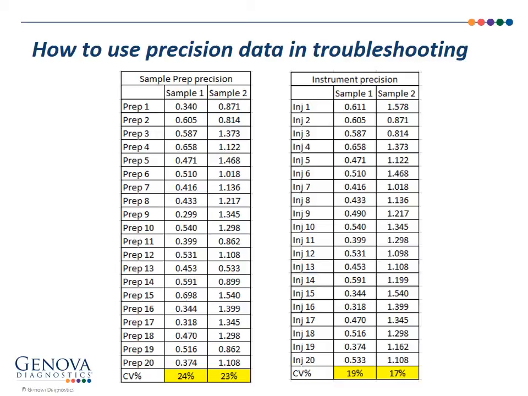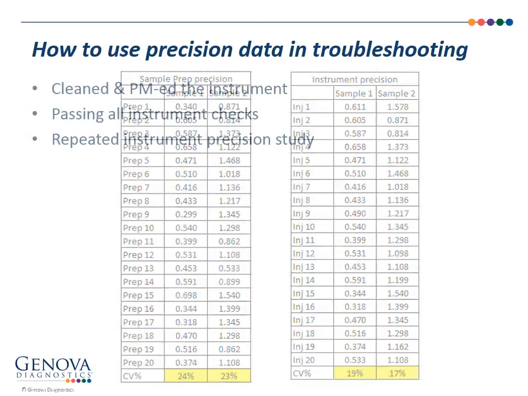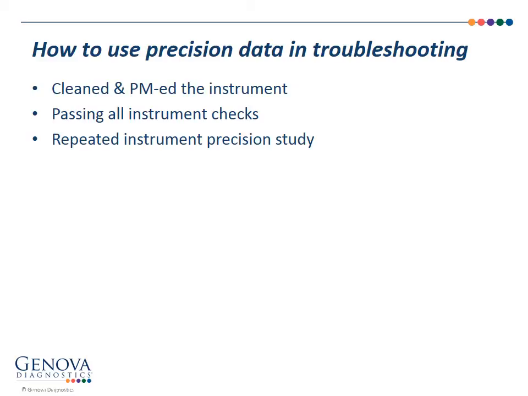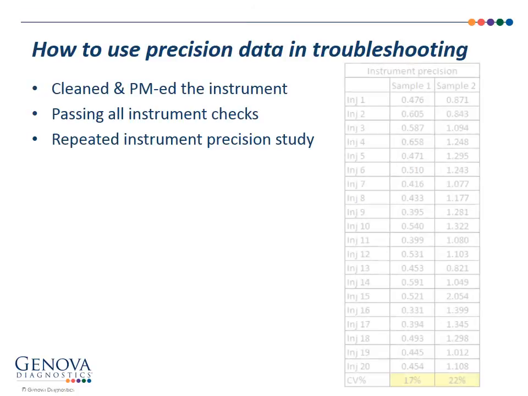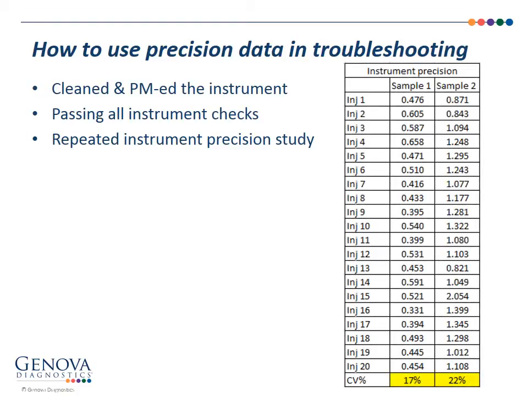Okay, so we said, all right, we've got an instrument problem, and we called up our instrument technician. We cleaned the instrument, we replaced the column and flushed out all the lines. We gave it a good preventative maintenance. It's passing all of its instrument checks. And so we repeated that instrument injection study where we took 2 vials, inject them 20 times right after each other. And it didn't fix the problem.